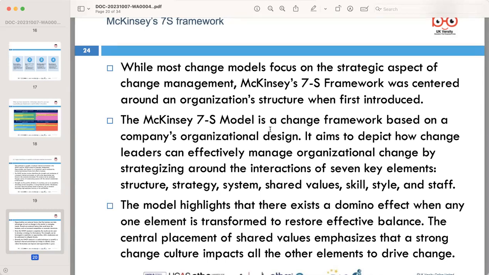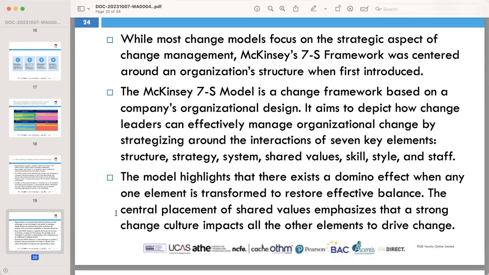The McKinsey model is a change framework based on a company's organization design. It aims to depict how change leaders can effectively manage organizational change by examining the interactions of the seven key elements, which are structure, strategy, systems, shared values, skills, style, and staff.